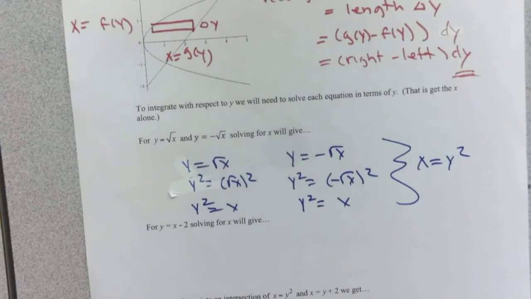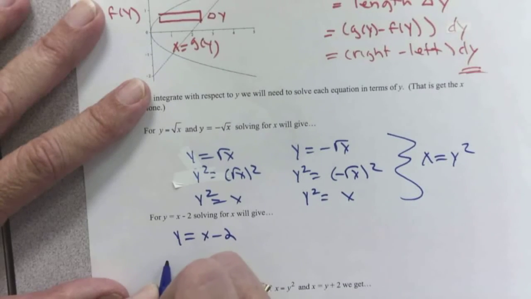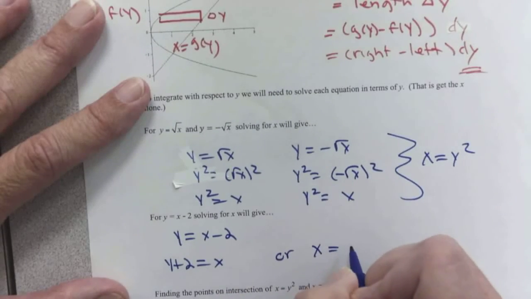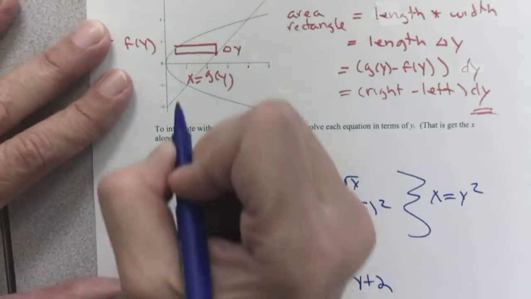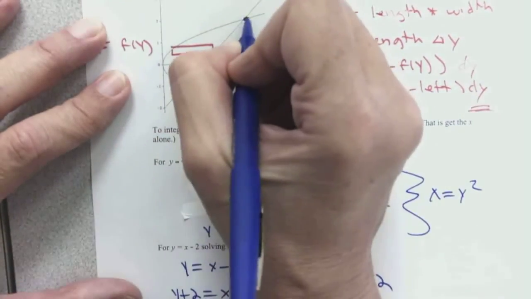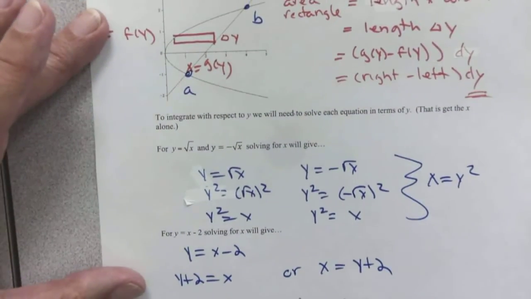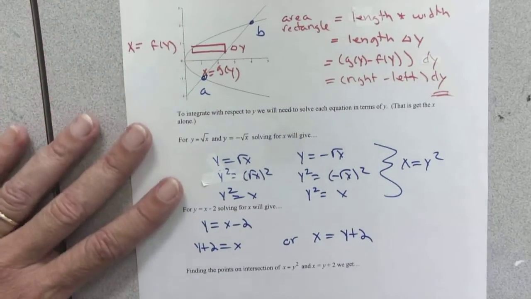Solving those first two equations so they're in terms of y, in other words solving for x, we get x equals y squared. Solving the next one in terms of y gives me x equals y plus 2. Just like before, I'm going to need the points of intersection, A and B, but in terms of y.